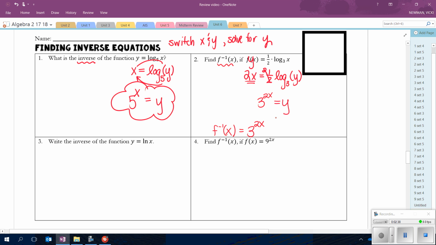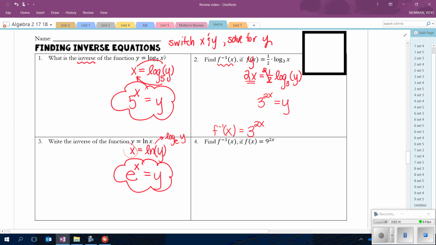Write the inverse of ln of x. Ooh, fancy. Yeah, Miss Newman got fancy. Okay. Well, there's 2 things we need to know here. First of all, we're going to switch x and y: x equals ln of y. But then we need to change the form, and in order to do that, we need to know that the base of ln is e. So this is log base e of y. So the base is e, the exponent is x, is equal to y. That's the inverse function.